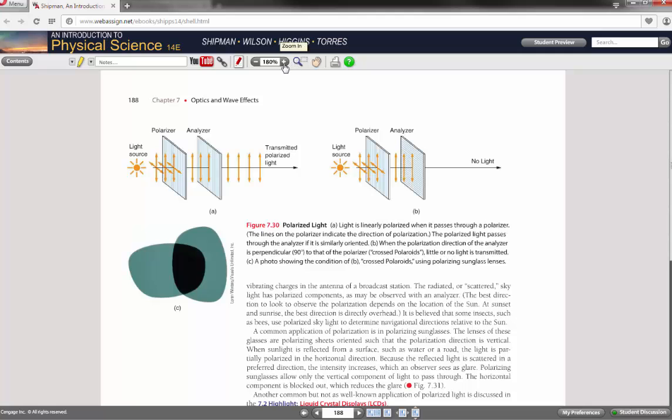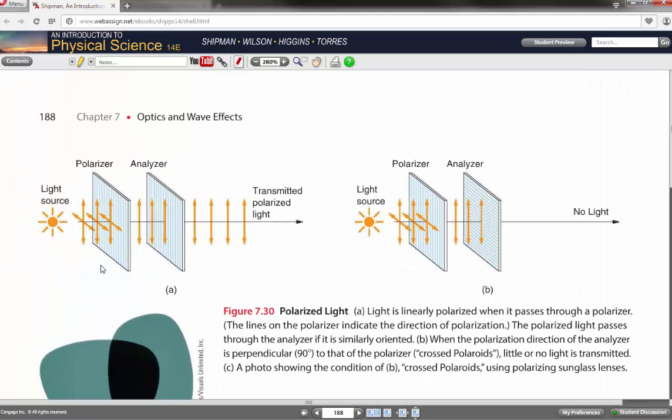If we zoom in a little bit on these diagrams, what we see is that there's sort of vertical lines on this one and vertical lines on this one. Represents the direction of polarization. So you send in light from a light source. It has no particular polarization. It basically means that it can be oriented in some combination of these two directions. Passes through the polarizer means that it picks up an orientation that is vertical, since this is a vertical polarizer.